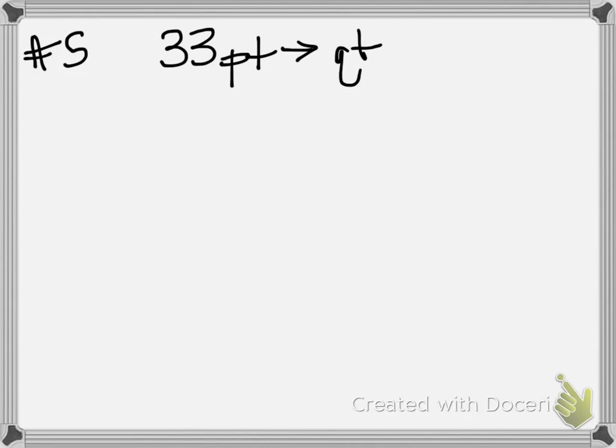Alright, let's also take a look at number 5, where it's talking about 33 pints to quarts. And before we go any further, I just want to make sure that when we're talking about capacity, that's simply talking about the volume of an object. So capacity is how much space is inside an object.